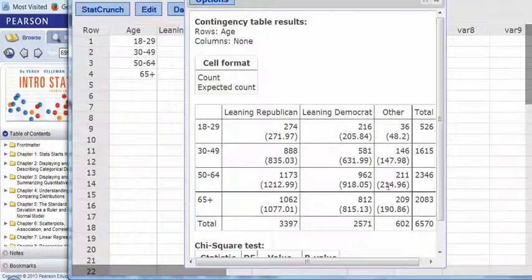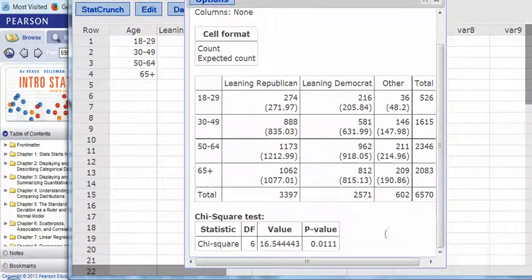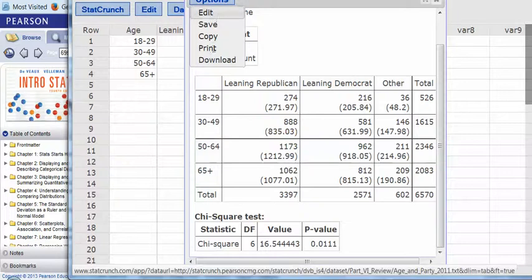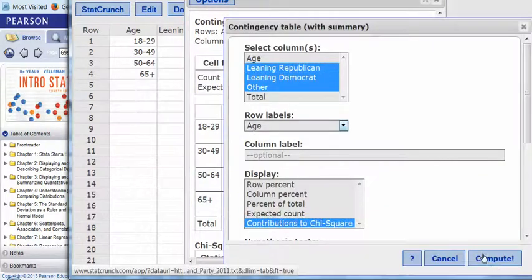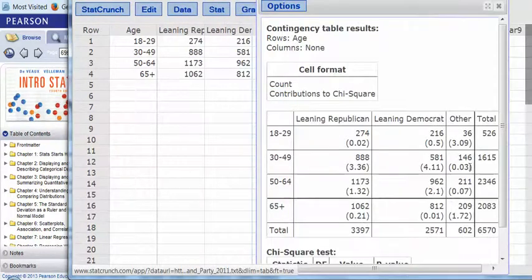So if we look across here, we see that all the expected cell counts are greater than 5, so we're good to go. And then if we look down here at our chi-square, 6 degrees of freedom, and remember we have 4 rows, 3 columns, so 3 times 2, 6 degrees of freedom. Our p-value is a little bit more than 0.01, so if we were using an alpha of 0.05, we would still reject. And we might want to look at which cells are contributing, so we can change that display to contribution to the chi-square.